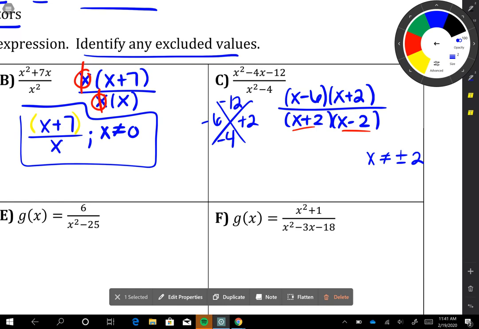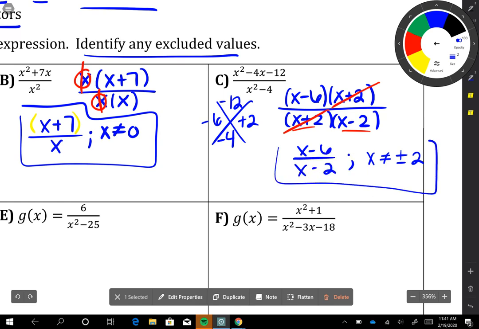Well, then we see that we have an x plus 2 in the numerator and denominator. If we're thinking graph-wise, we'd have a hole there. Left over then for our final answer is x minus 6 over x minus 2, and that is such that x cannot equal positive or -2.